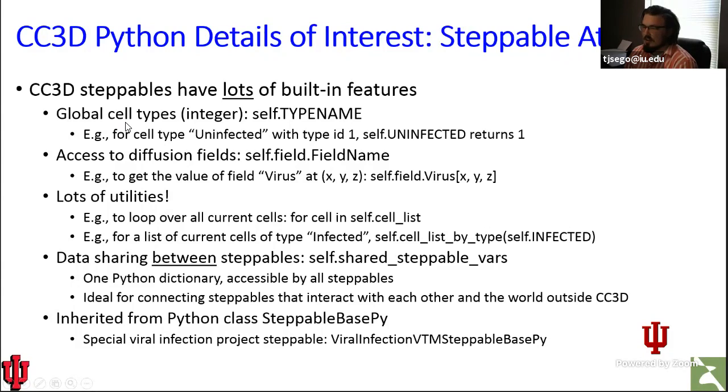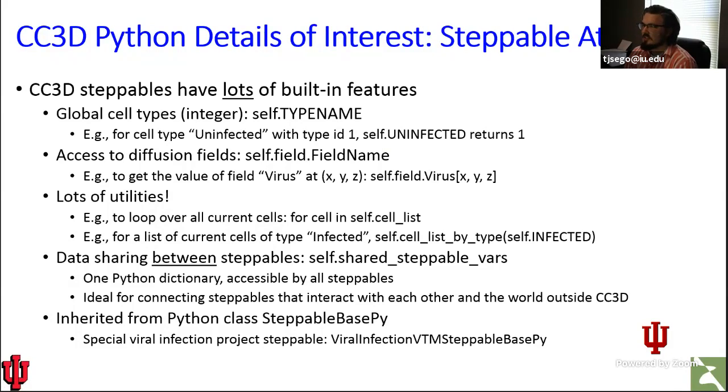An example that we'll work with today is accessing the cell types that have been defined for a particular simulation. In the CC3DML specification in the example a few slides ago, there was a cell type defined as uninfected. If we go to CC3D Python and would like to reference that cell type and how it's defined in implementation computationally, in any steppable we can just type self dot and then, in all caps, UNINFECTED.